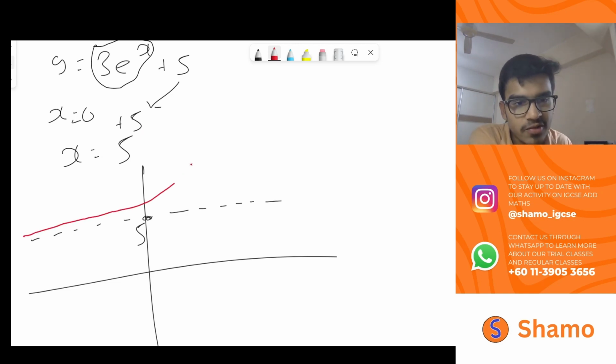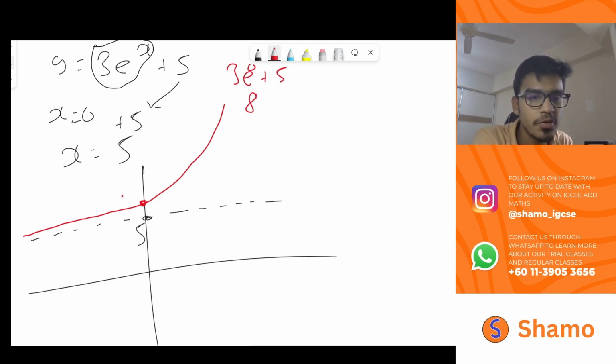Here your x is negative, but you're not below 5 this time. It has a horizontal asymptote at 5. What will this point be? Just have to make x equal to 0. So 3e to the power 0 plus 5 should be equal to 8. So this point is equal to 8. Of course, this is y, this is x.